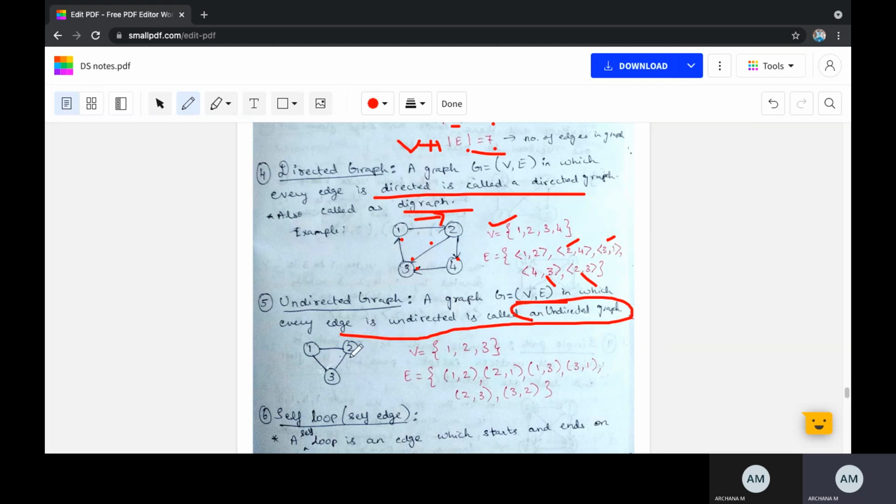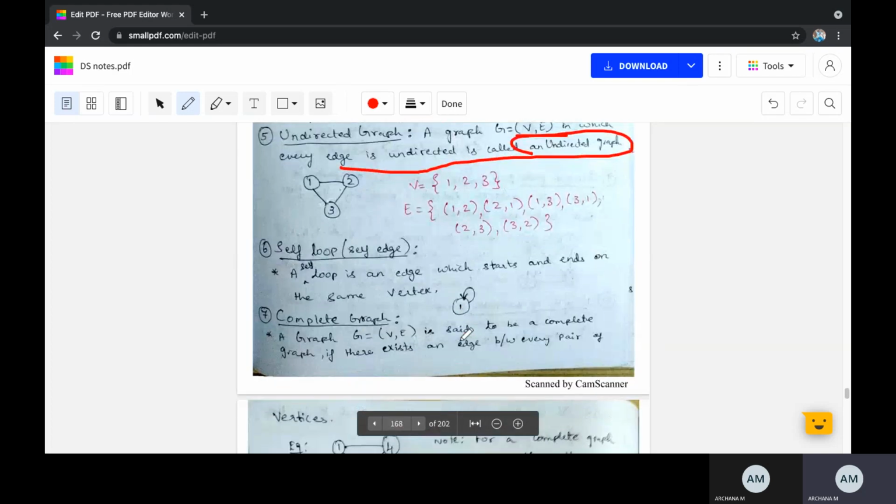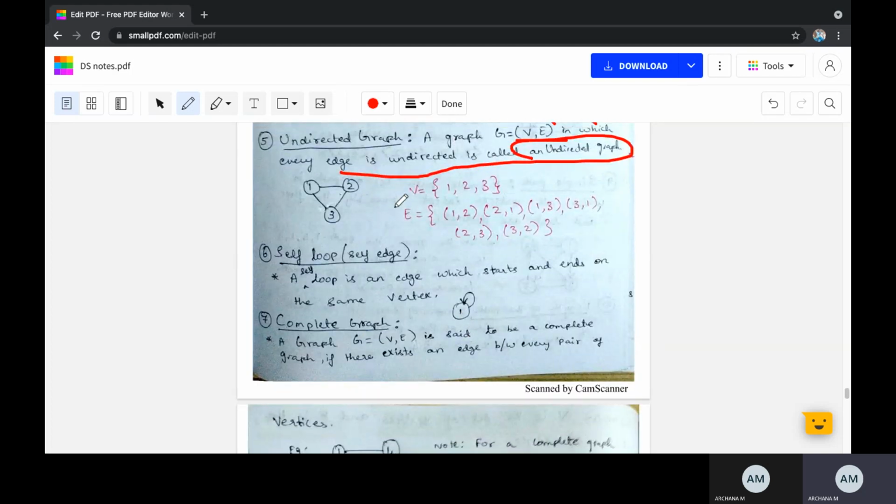There is no arrow mark on any of the edges. As we saw this, look here, this is an undirected edge. There is no arrow mark. The same thing, a graph written using undirected edges is known as an undirected graph.